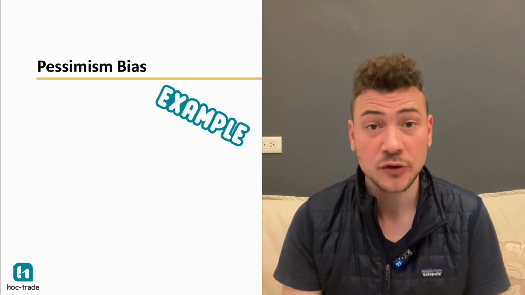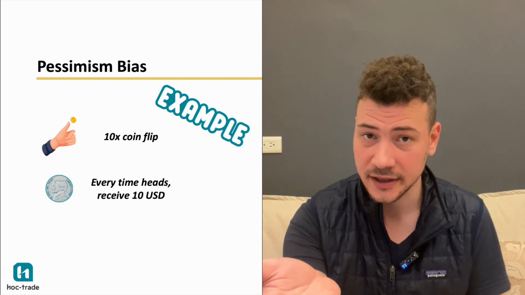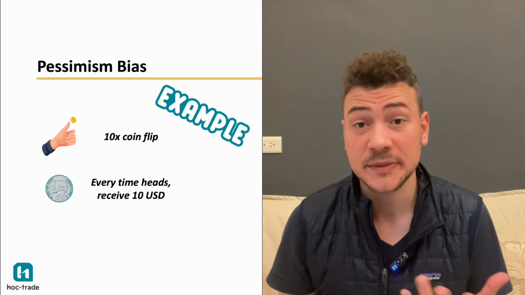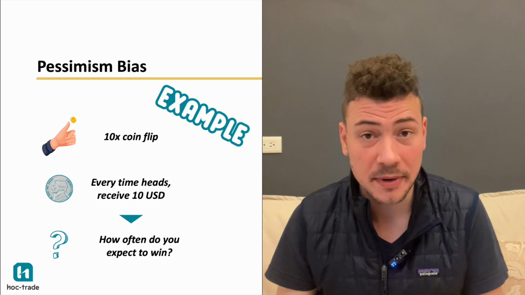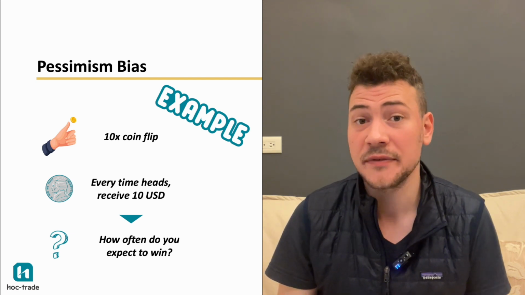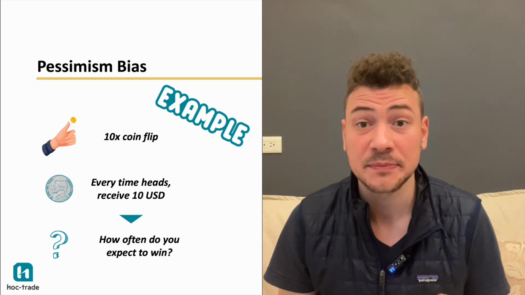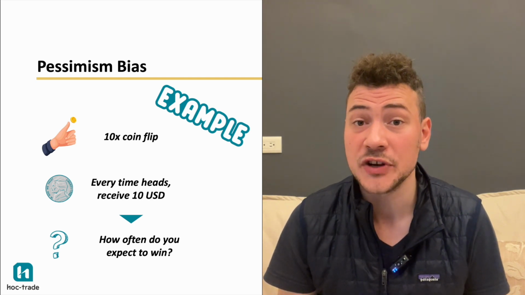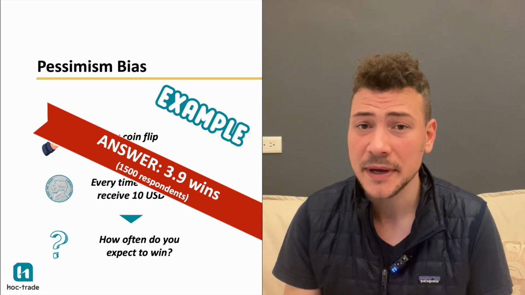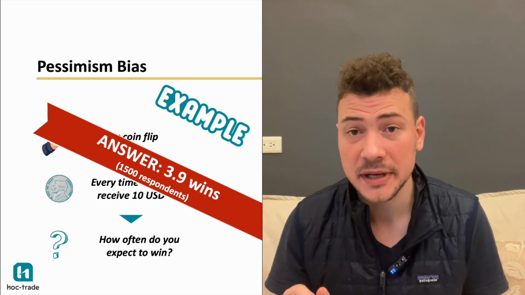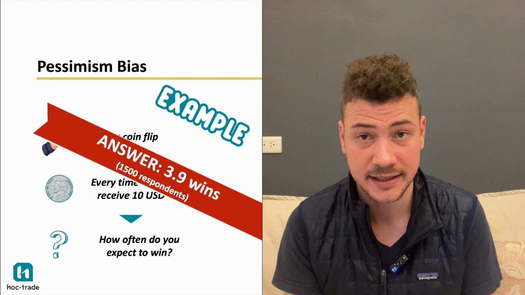Imagine you will get 10 coin flips, and every time the coin lands on heads, you are given 10 US dollars. Now, how often do you expect to win? Well, I think it should be pretty clear that based on probability, the answer most of you have in your head is 5. However, the 1,500 experiment participants answered with an average of only 3.9. As you can see, the participants overestimated the probability of negative events, showing a strong behavior of the pessimism bias.